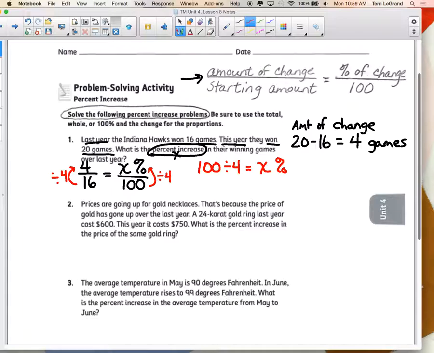What goes into 100 4 times? Class? 25. X equals 25, and we give it the percent sign, right? Instead of the X having the percent sign, the 25 gets it now. So 25%, what is this? Was it an increase or a decrease? An increase, they won more games the second year. So it's a 25% increase.